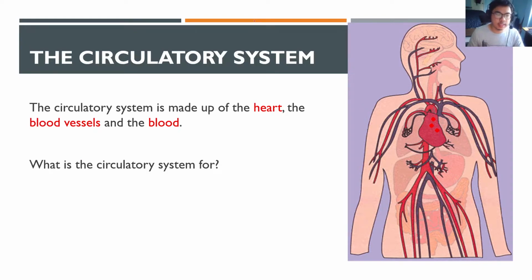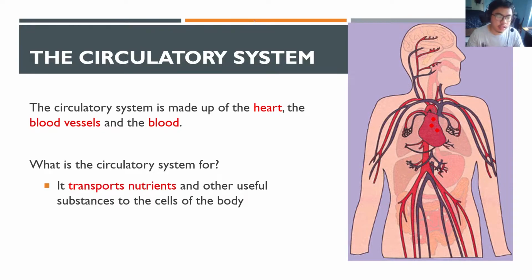What is the circulatory system for? The circulatory system, as the name suggests, helps blood and other substances to cycle around or to move around your body. And this is why this chapter is called the transport system. The circulatory system helps transport or carry substances around the body using your blood.